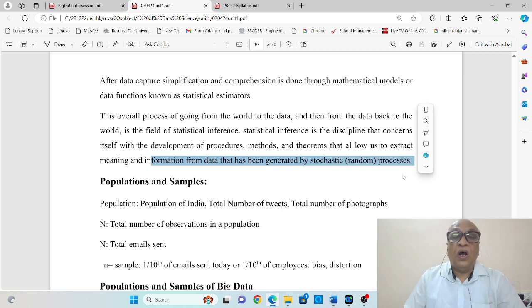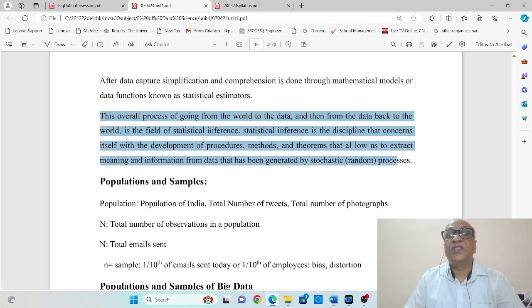So, ultimately, this last paragraph is deriving the meaning of statistical inference. What is it saying? It is saying that the data we have collected from our real world life has randomness in it. So statistical inference involves procedures, methods, theorems which will be used to extract meaning and information from this collected data.